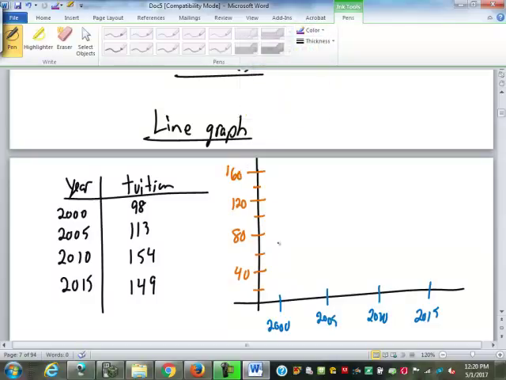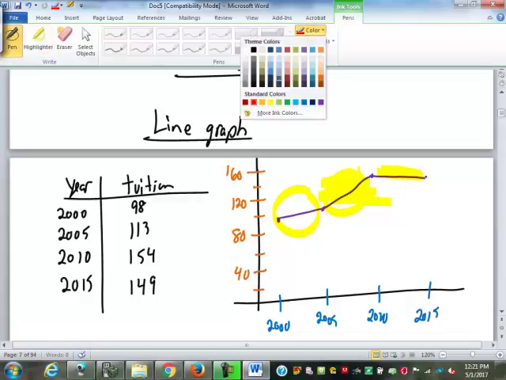So 2000, it was $98, would be right about there. 2005 was 113, it would be somewhere in here. 2010, 154 would be up here. And 2015, 149. As I connect the dots here, mine's a little bit spread out, but what you can see here really quickly is where it was rising. Here, the price was increasing. Here, the price was decreasing because that line's sloping slightly down. The other thing you can find here is where it was increasing the fastest. The line is the steepest here, so that's where it was increasing the fastest.